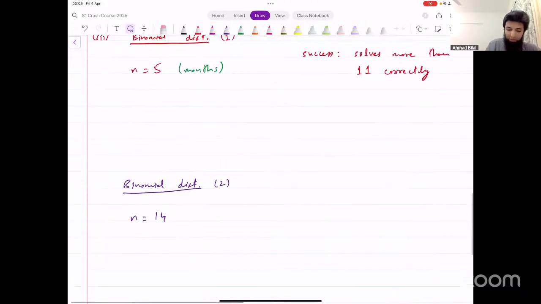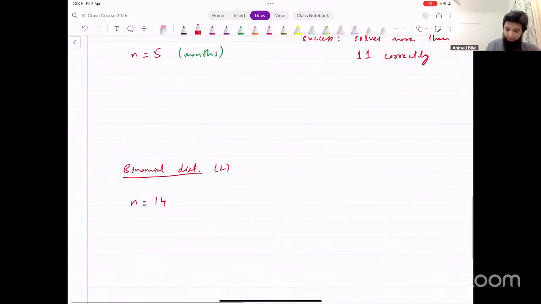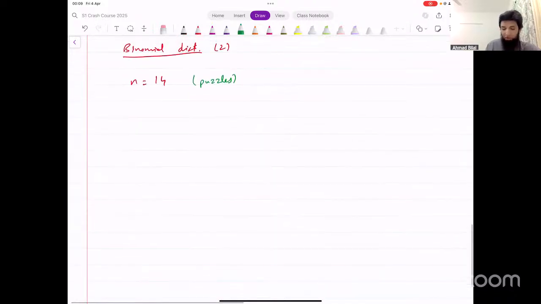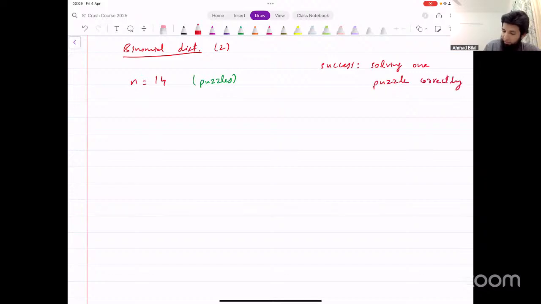In this binomial distribution, this 14 represented the number of puzzles. So she was solving 14 puzzles. And the criteria for success here was solving 1 puzzle correctly. What was the probability of success here? 0.75. What was the probability of failure here? 0.25.